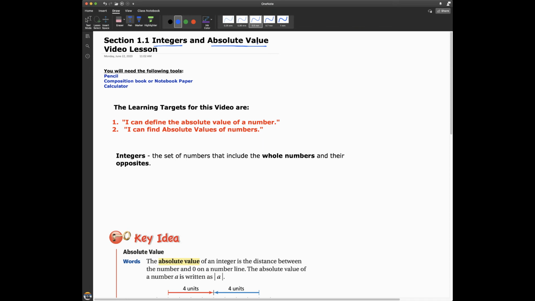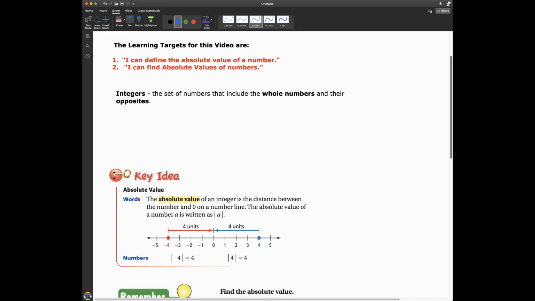Okay, so first of all, what are integers? So the definition is right here. The integers are the set of numbers that include the whole numbers. Do you remember what the whole numbers are? Can you define the whole numbers for me? Very good. So the whole numbers start with 0, and then we just count 1, 2, 3, 4. This gets boring. And it goes on forever. Okay? So that is the set of whole numbers.